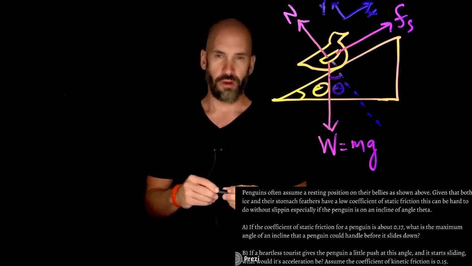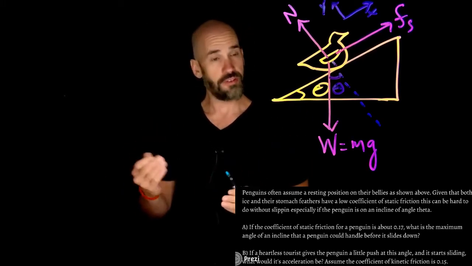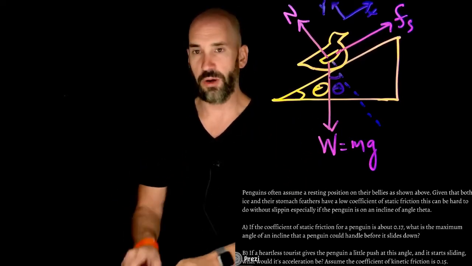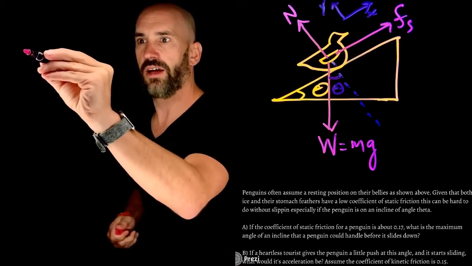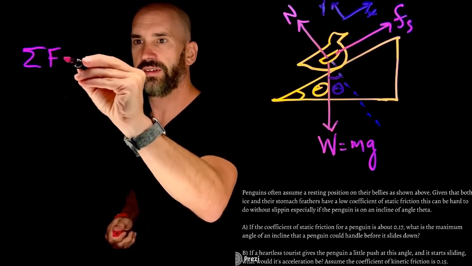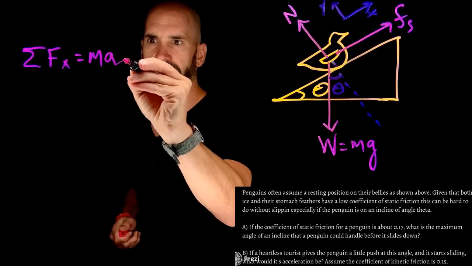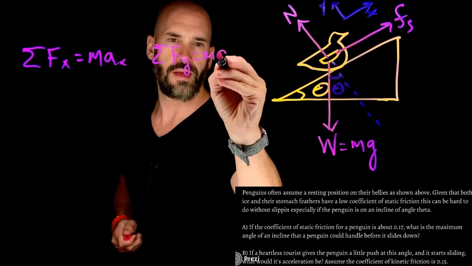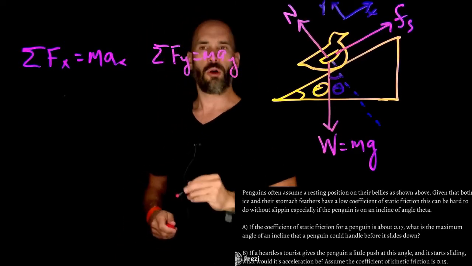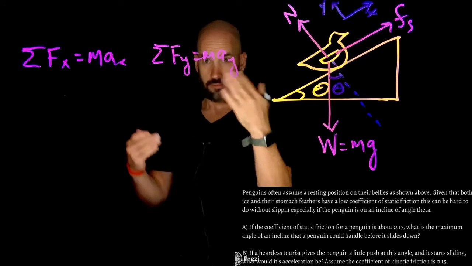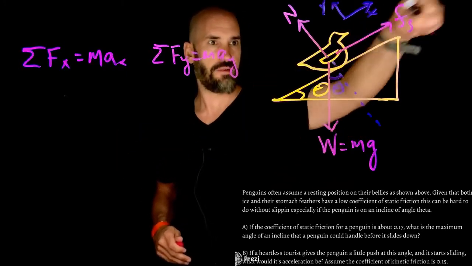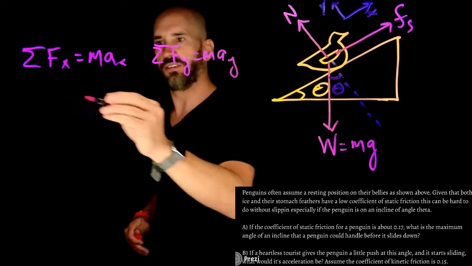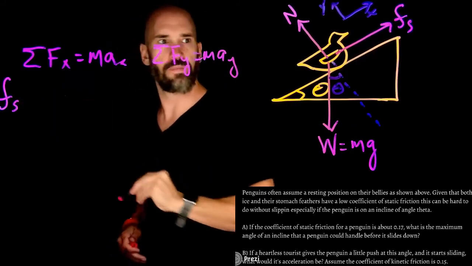So what's next? Well, you guys know what's next. Always the same thing is next. You do your Newton's second law analysis. You make your two equations. So I say the sum of my forces in x must equal m ax, and the sum of my forces in y must equal m ay. Well, what's going on in x? Remember, we're calling this x now. So we have in the positive x direction this frictional force here, Fs. I'm just going to say Fs is positive.